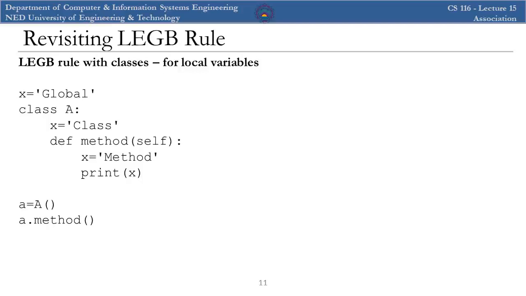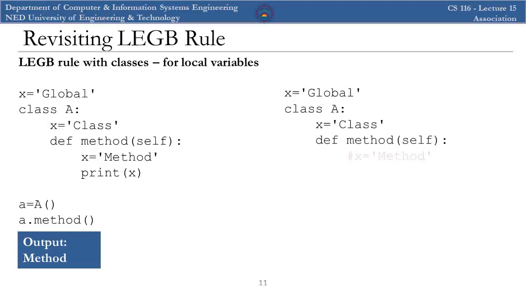Now here it's really easy to guess that method will be printed, because print x will access x from the local namespace of that method, and there x equals method, so method should be printed. Here it is. Okay, now in the second variant the code is the same, but I have commented out this statement. Now some of you might be thinking that since I have commented out this x, then x of class A should be accessed, like the class variable x should be accessed. But the problem here is that x doesn't lie within the LEGB rule.